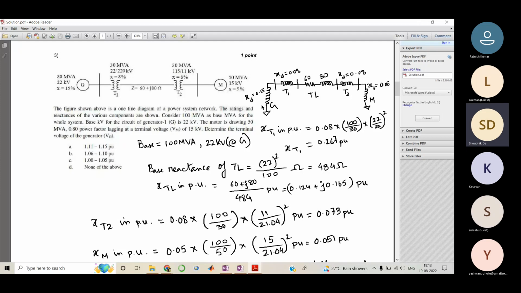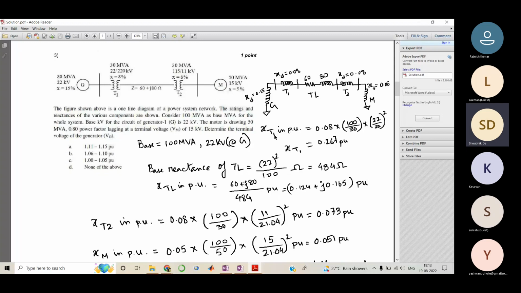So for your information, I have shown the per unit reactance of every component, but we don't need the reactance of G because we are calculating the voltage at the generator end. If we had been told to calculate the internal voltage of the generator, then this information would have been required, right? But we have been told to calculate the terminal voltage of the generator, so this information is not required anyway.